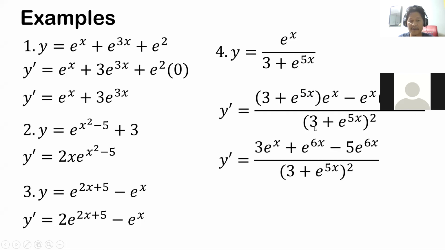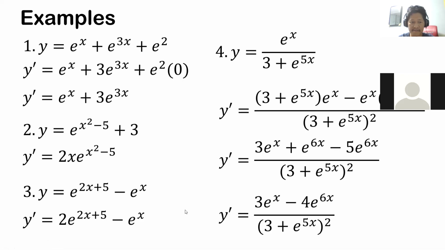So we can actually simplify this in this manner. What happened here, I just distributed the e to the x. So it became 3 e to the x, e to the 5x plus e to the x, right? Same base, so we add the exponents. So 5x plus x becomes 6x. And then this too, e to the x times 5 e to the 5x. Same base, so it becomes 6x times 5. So we're just again combining like terms. So we have this.